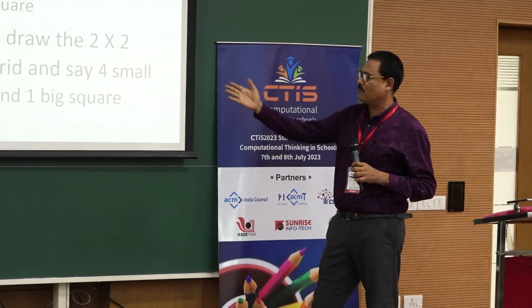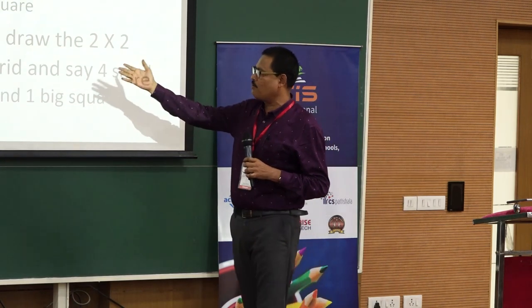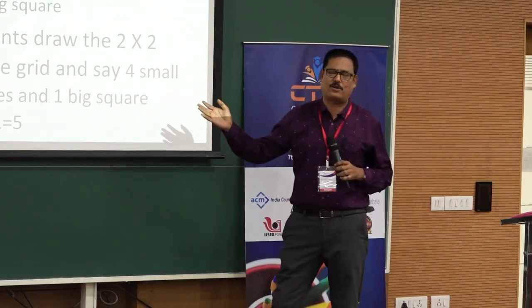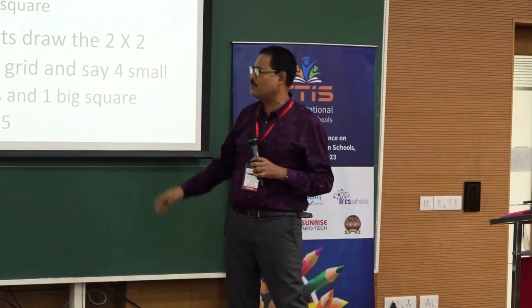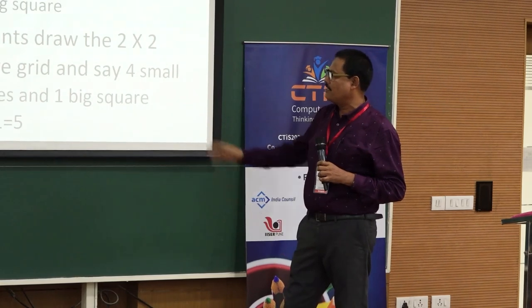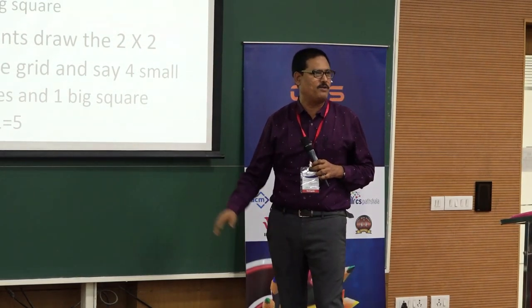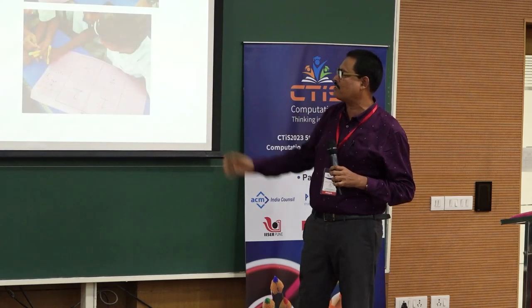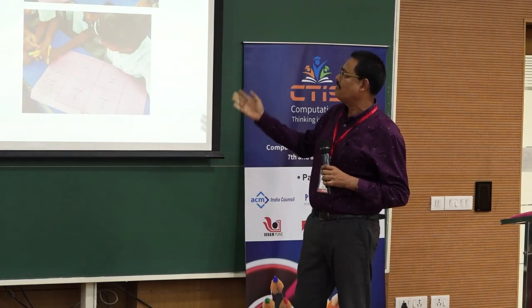I ask the students to draw a 2 by 2 square and count how many squares are in that grid. Usually many of the students say 4. I instruct the students to consider the big square, then they will say 4 plus 1 is equal to 5. It can be expressed as a sum of squares, 2² plus 1² is equal to 5. These are some glimpses.